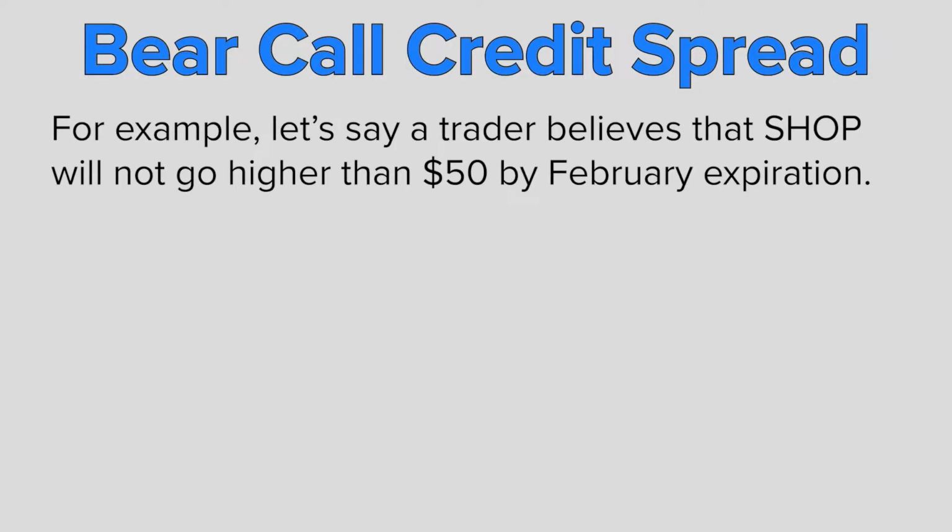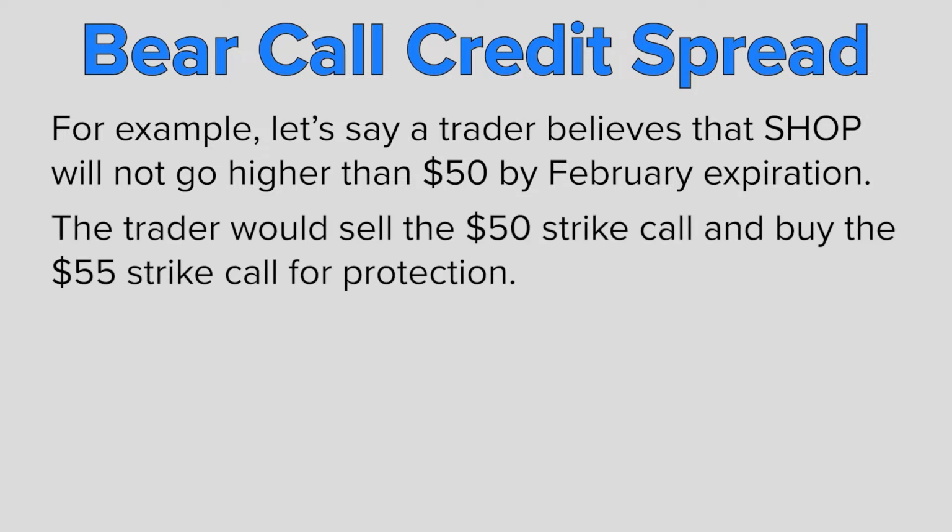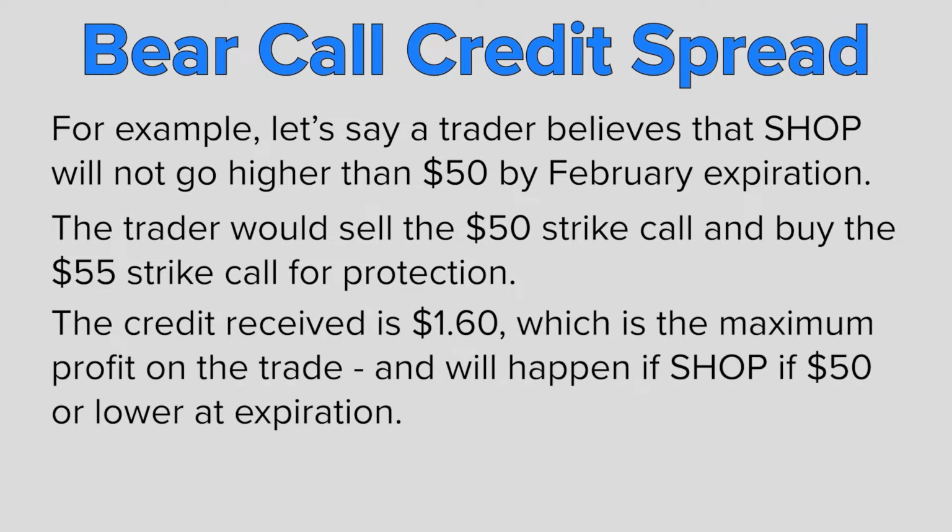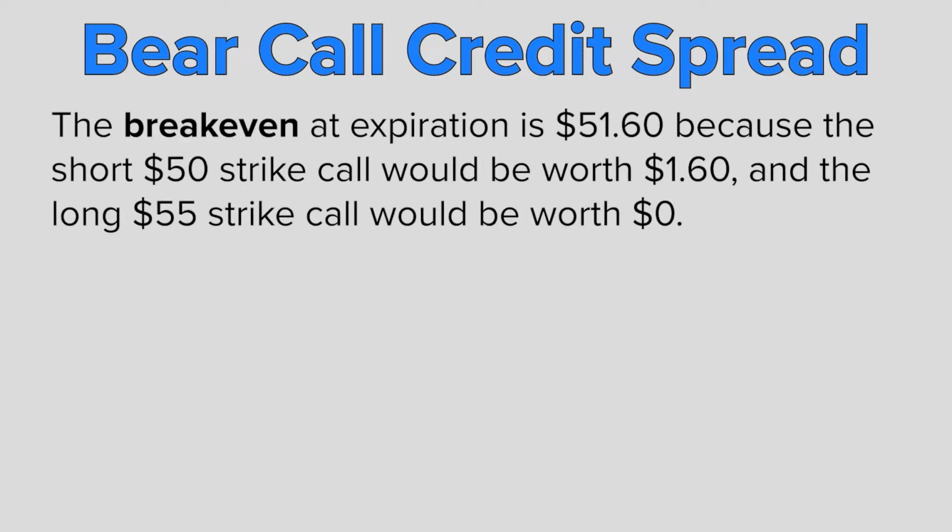For example, let's say a trader believes that Shopify will not go higher than $50 by February expiration. The trader would sell the 50 strike call and buy the 55 strike call for protection. The credit received is $1.60, which is the maximum profit on the trade and will happen if Shopify is $50 or lower at expiration. The break even at expiration is $51.60 because the short 50 strike call would be worth $1.60 and the long 55 strike call would be worth $0.